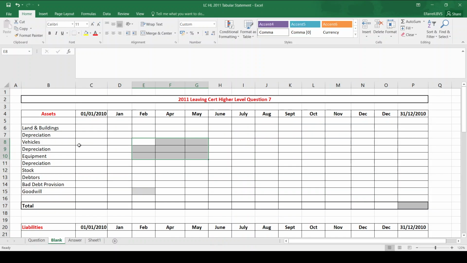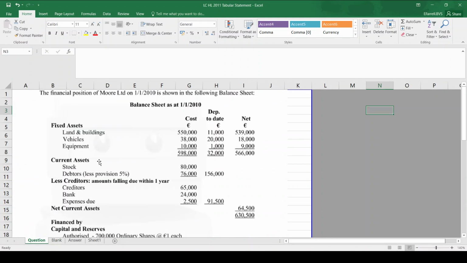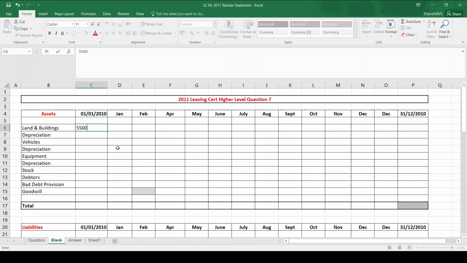To do that, we will put in our assets first and then our liabilities, and they should then balance. So my first asset, and again, when I put in the land and buildings, vehicles and equipment, I'm going to put in the cost as a plus and the depreciation as a minus, and that will give me my net book value. So for buildings, the cost is 550 and the depreciation is 11. And again, depreciation goes in as a minus figure.